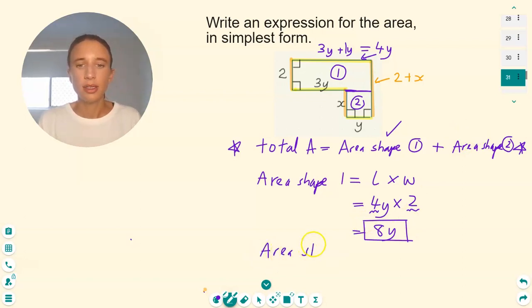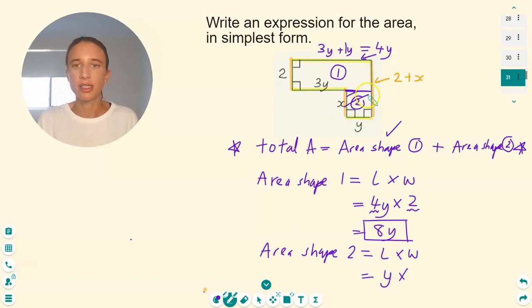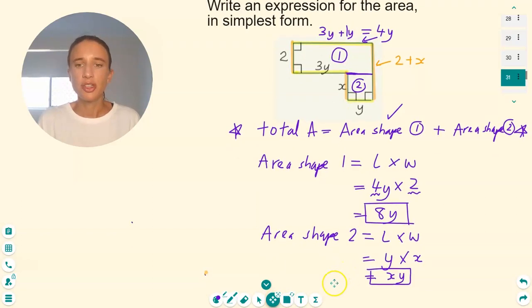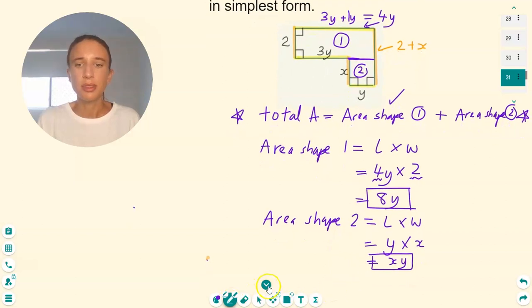Area, shape 2. It looks like it's a square, but we don't have those side markings, so maybe we'll just say length times width. Length is y or x. So we're just multiplying the side lengths of this shape. y times x. And you usually just list them in alphabetical order, so xy. So the expression for the area in simplest form.